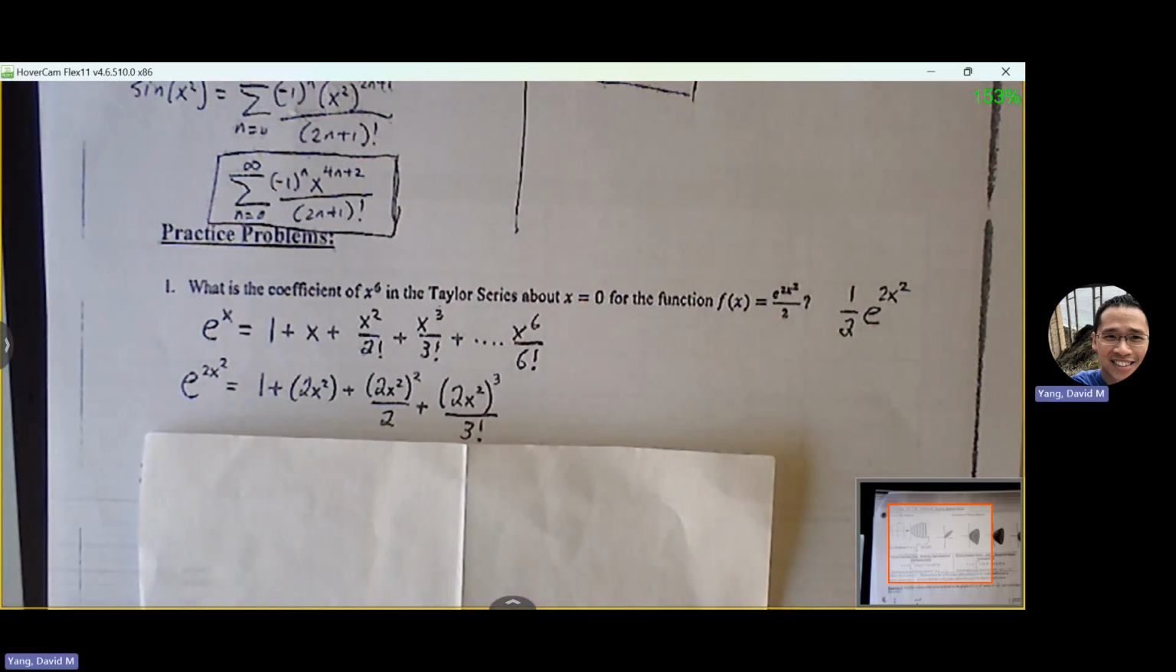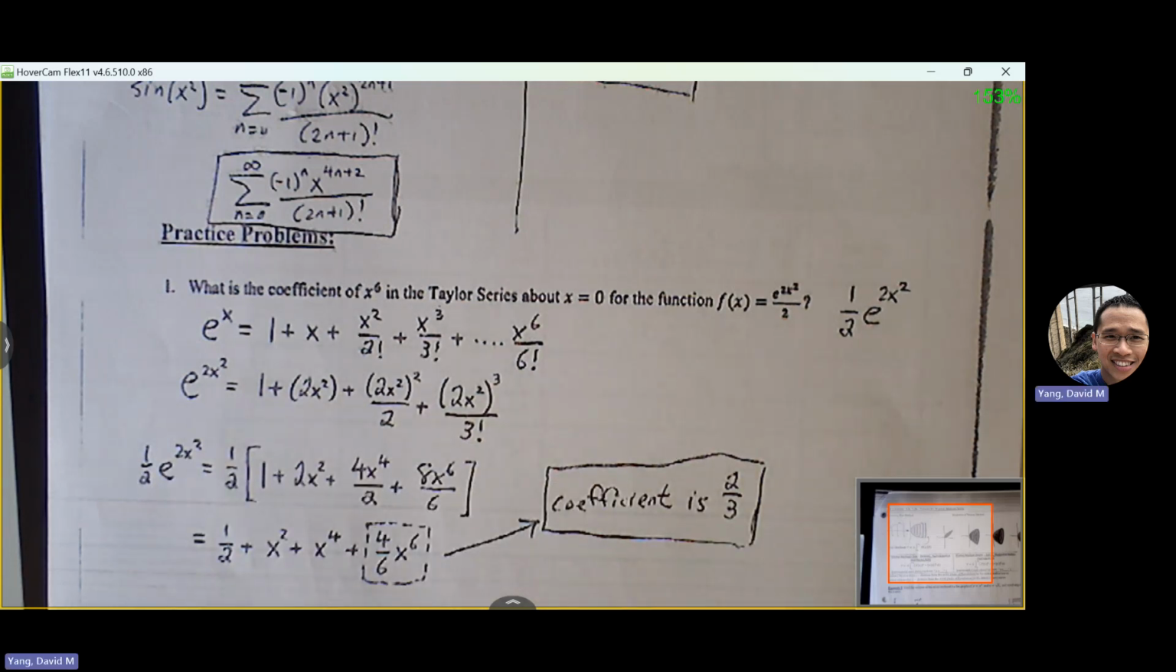So e to the 2x squared is just replacing every x with 2x squared because we already have a building block for each of the x. So replace every x with 2x squared, and then we can distribute the 1/2 through. And then clean everything up and see if we can figure out what coefficient is sitting in front of x to the 6th.